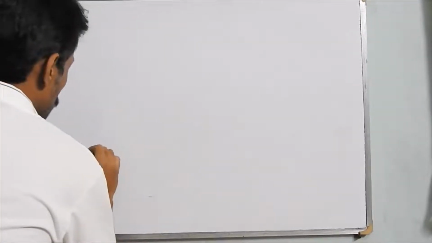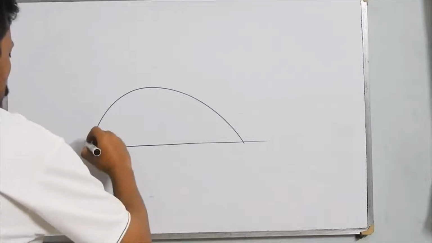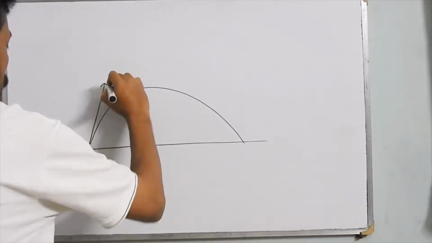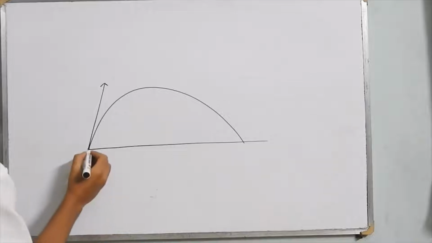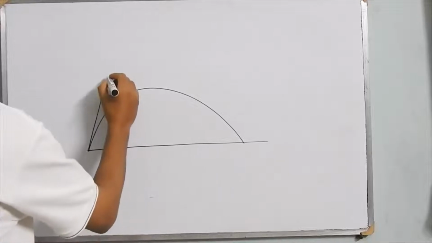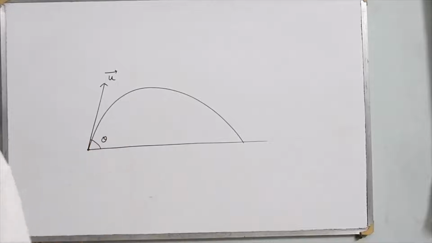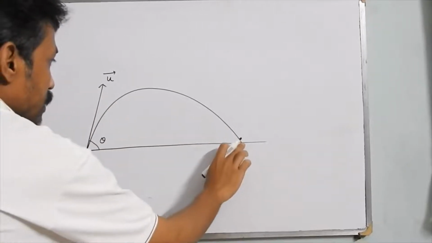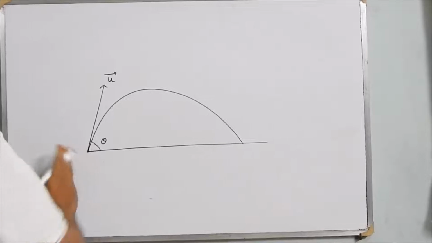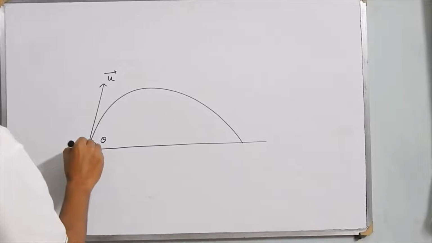So in case of oblique projectile, the projectile is thrown with an initial velocity, and suppose it follows this type of path. Its initial velocity is tangential to the curved path. From suppose this point, the projectile has been thrown with the velocity say u vector, making an angle theta with the horizontal, and it follows this type of path. So that means the javelin which has been thrown making an angle theta with the horizontal will follow this type of path. So we consider two independent axes.